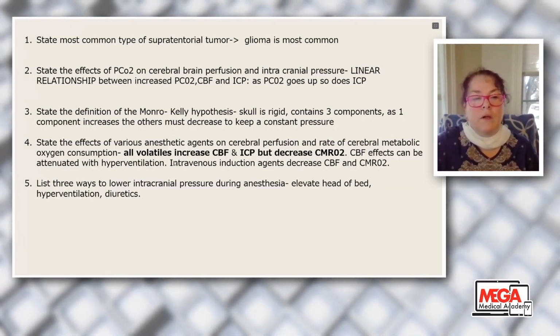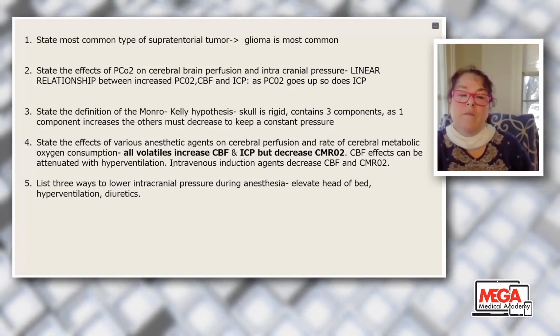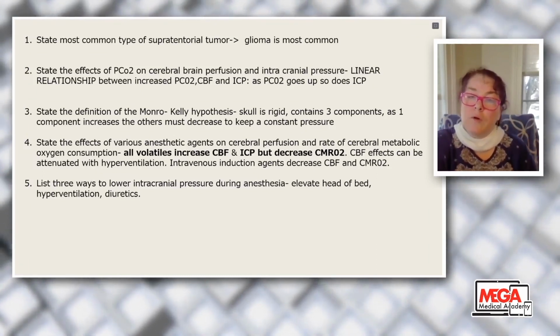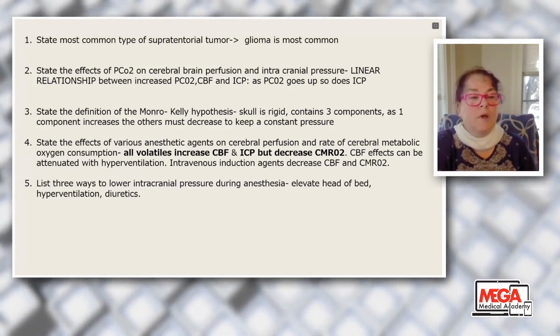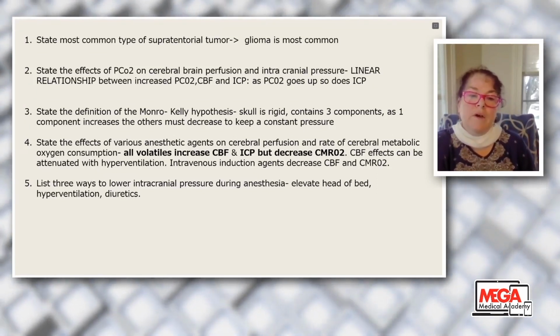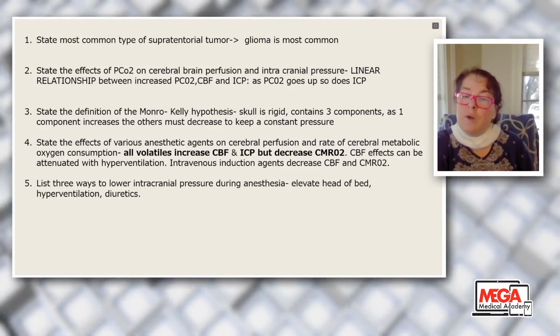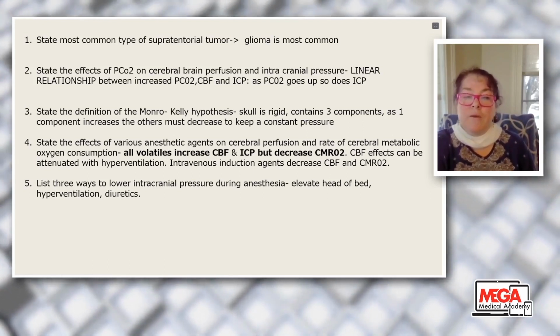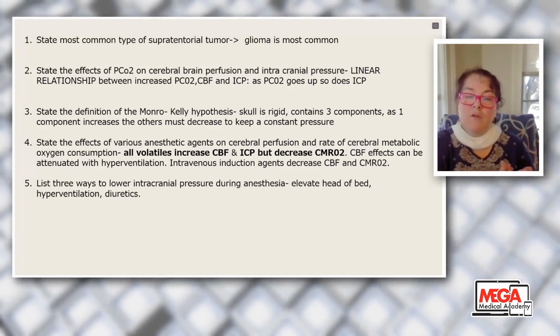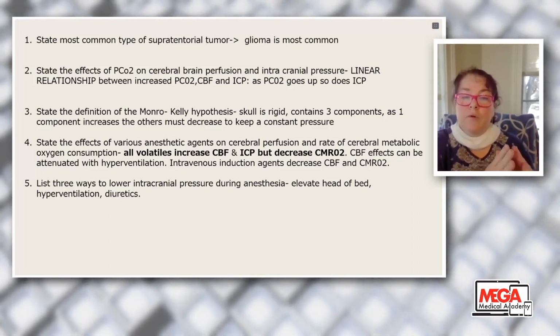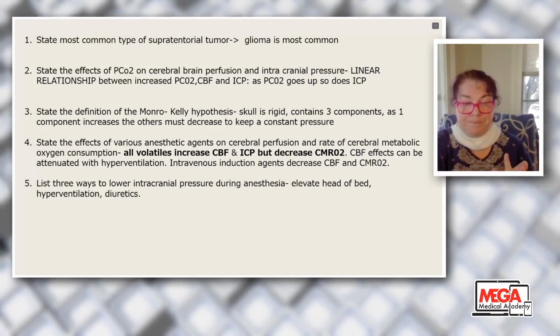So here we go. Number 1, what is the most common type of supratentorial tumor? We discussed earlier, glioma is the most common type. Number 2, what's the effect of PCO2 on cerebral perfusion and the intracranial pressure? There's a linear relationship. As the PCO2 goes up, your cerebral perfusion also goes up.